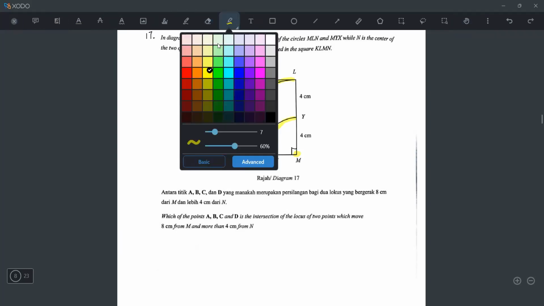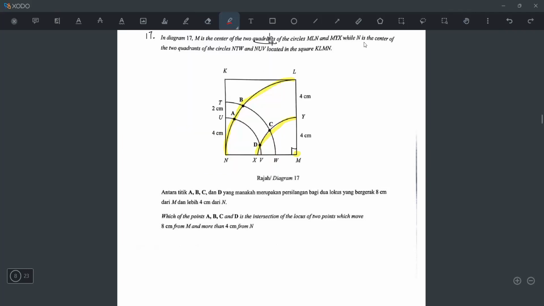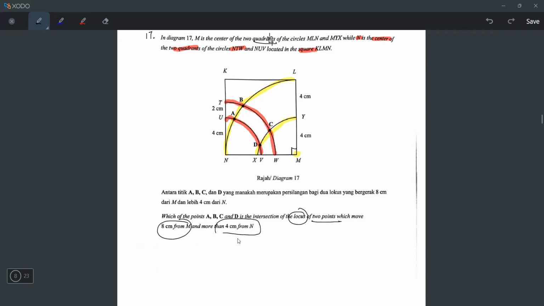And then it says N is the center of 2 quadrants, NTW. So N is another center, for NTW, which is this one, and also NUV. And NUV is located in the square. Oh, it's a square. So if it's a square, it means all the same length. Which of the points A, B, C, D is the intersection of the locus of the 2 points which move 8 cm from M and 4 cm from N?